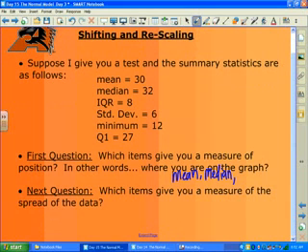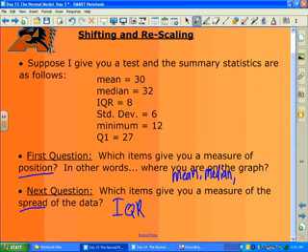All right, and then what about interquartile range? Does that give you a location on a histogram? Okay. Does it give you a location on a box plot? No, it's not a location. What is the IQR measuring? Yes, it's the range, the spread. So that actually is this next question. Which items give you a measure of spread of the data? And so IQR would fall down here.